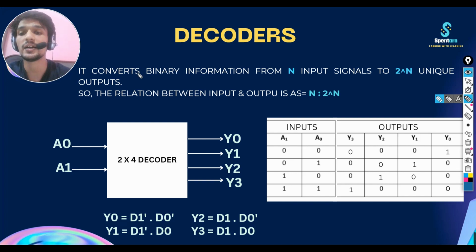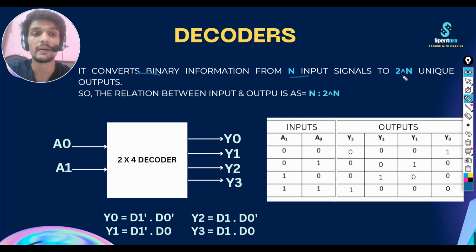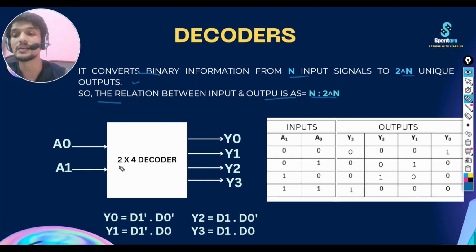So here, it converts binary information from n input signals to 2 to the power n unique outputs. So basically it is somehow the reverse of encoders, right? So the relation between input and output is n cross 2 to the power n. There we were having 2 to the power n cross n, but in this case we have n cross 2 to the power n, right? So we have taken the example of a 2 cross 4 decoder, right?